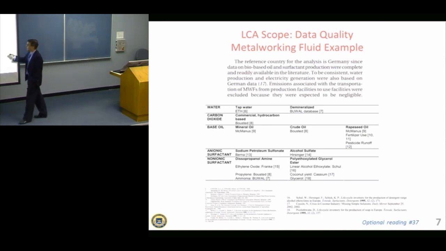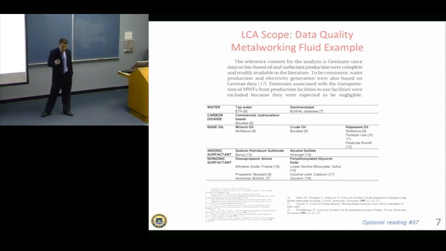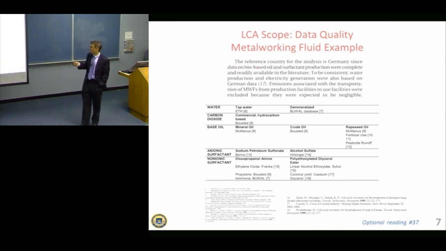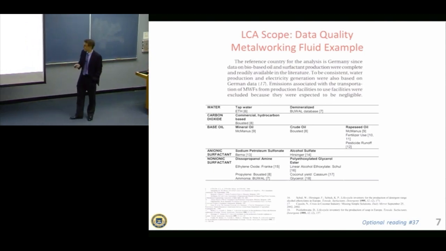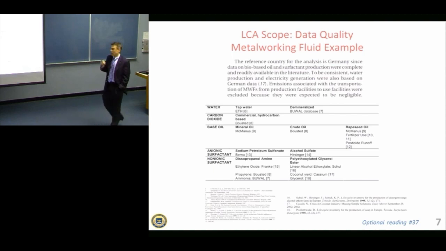Looking at the middle of the slide here, these are basically the references that were pulled together to formulate the inventory. The base oil came from reference number 9 in that paper, and you can't read these references down here. It's just to show you a clean way of how references can be consolidated and presented. You've got the crude oil from which the mineral oil is derived, the rapeseed oil, and the surfactants. All of them have their own references.